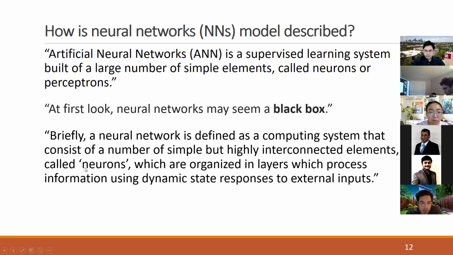Briefly, it's funny, when it says briefly, it has 4 lines and it's much longer than any other definitions. So isn't that ironic? Briefly, blah, blah, blah. Briefly, a neural network is defined as a computing system that consists of a number of simple but highly interconnected elements, neurons. They are organized in layers which process information using dynamic state responses to external inputs.